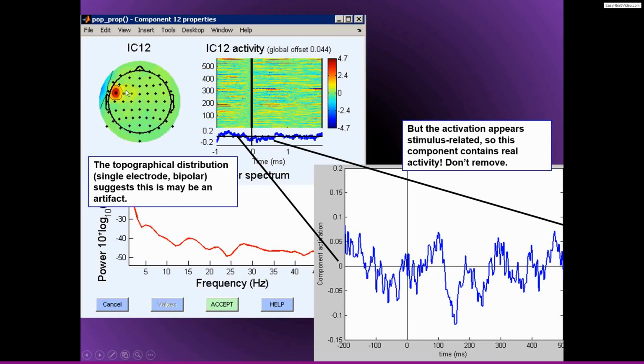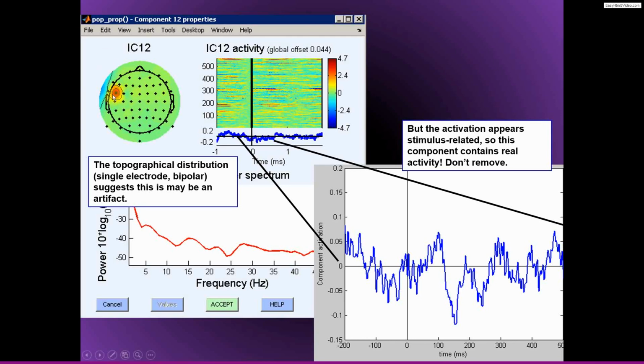But this is one of these components, actually like most components, that have a mix of signal and noise. And so I would not remove this component, because on the one hand you will be removing some noise from the data, but you'll also be removing some signal from the data.